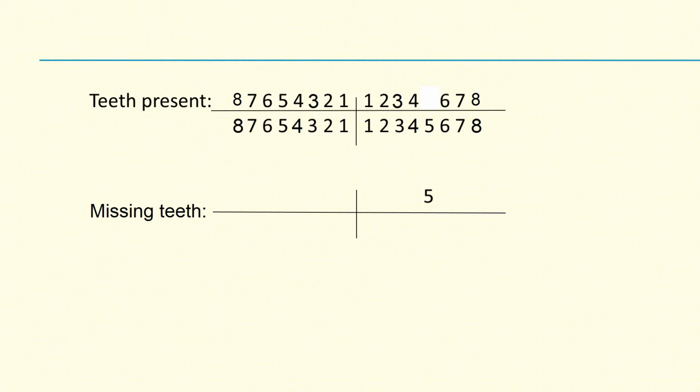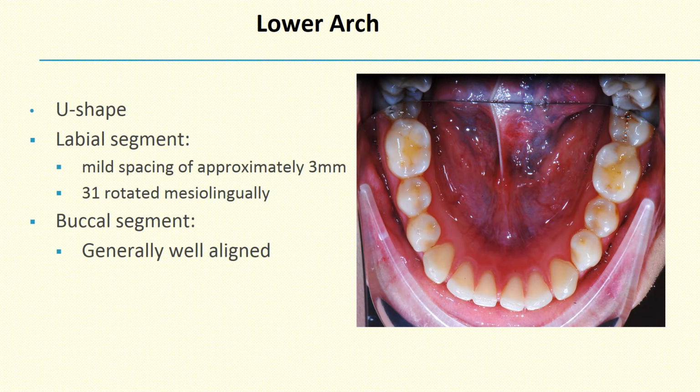For teeth charting, this patient has all the teeth present except for clinically missing 2.5. For the lower arch, this patient has a U-shaped lower arch. For the labial segment, there is spacing of approximately 3 mm, which could be noticed from 3.3 to 4.3, and it could also be noticed that 3.1 is rotated mesiolingually, while for the buccal segment, it is generally well aligned.